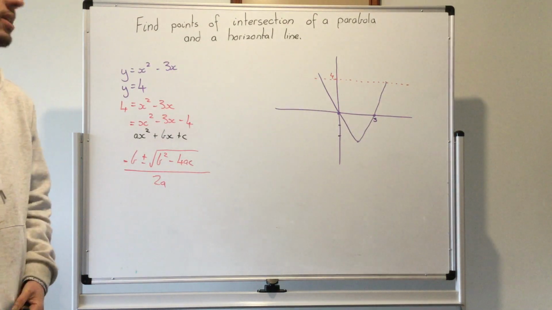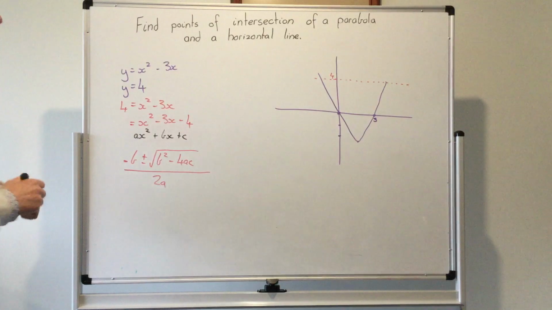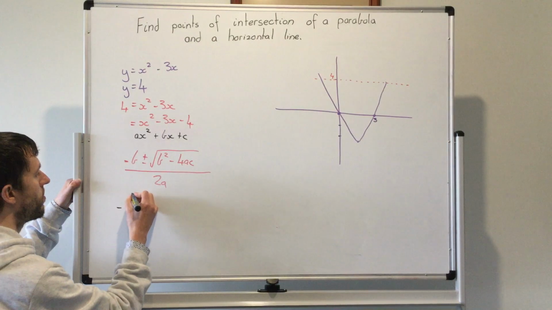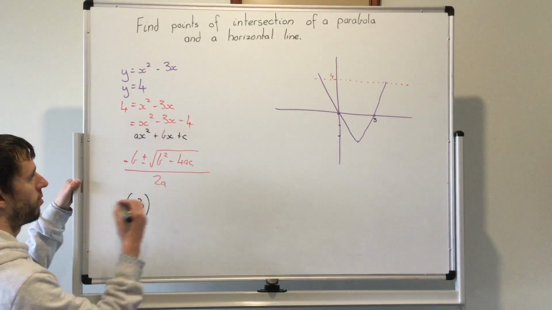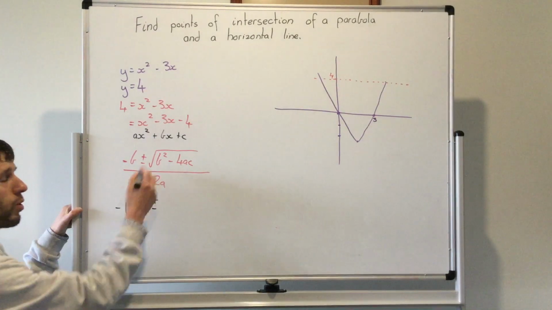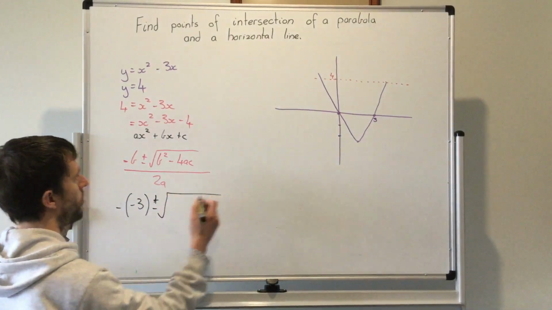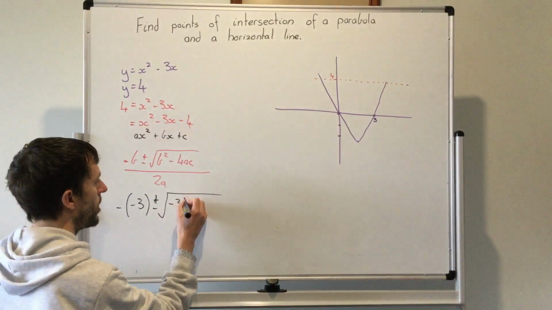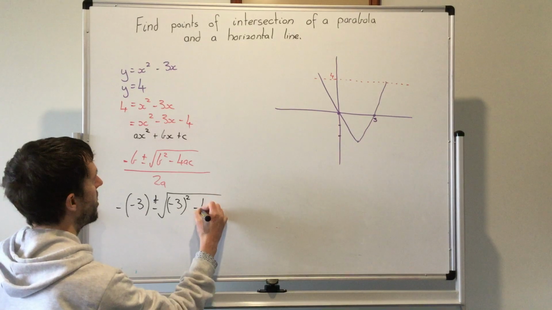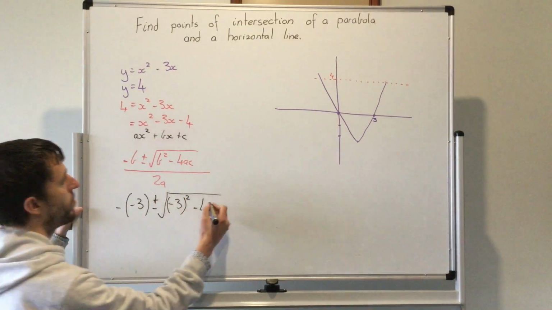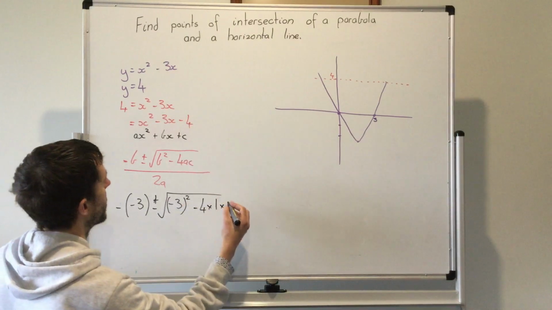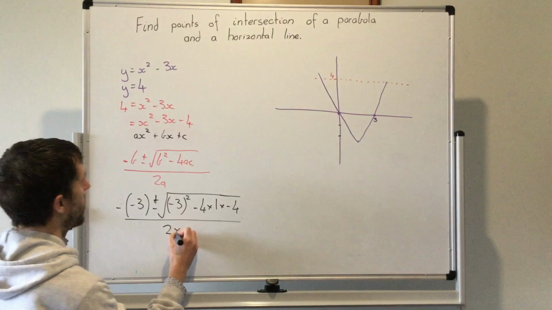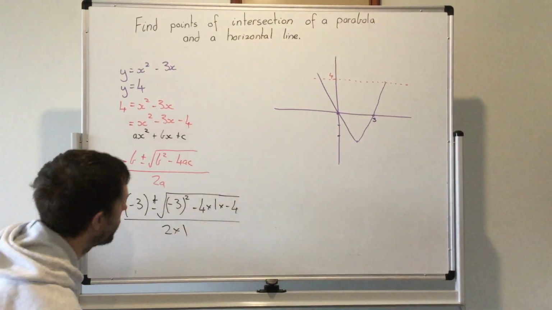So all I need to do now is substitute my values in. So negative, my b is -3, plus or minus, and that's just because we've got a square root. b squared, -3 squared, minus 4 times a, which is 1, times c, which is -4, divided by 2 times a, again a is just 1.